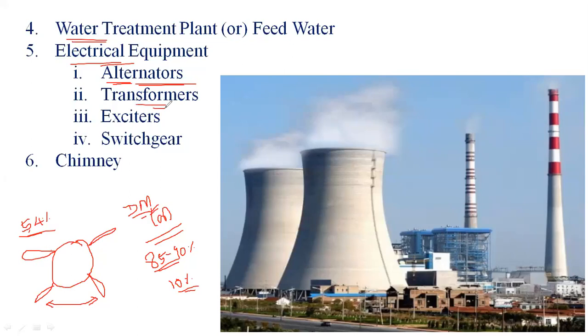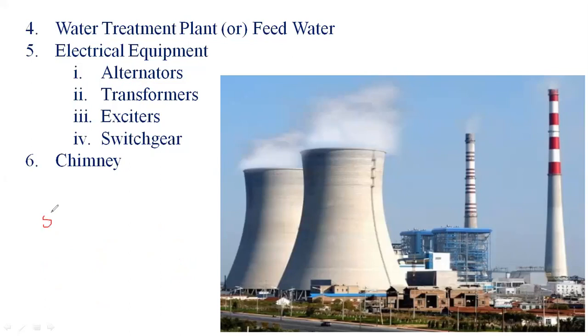The next one is the transformer. Generally, in any power plant, whether hydro, thermal, nuclear, gas, or diesel, three types of transformers are used. One is the step up transformer, another is the station transformer, and the next one is the auxiliary transformer.